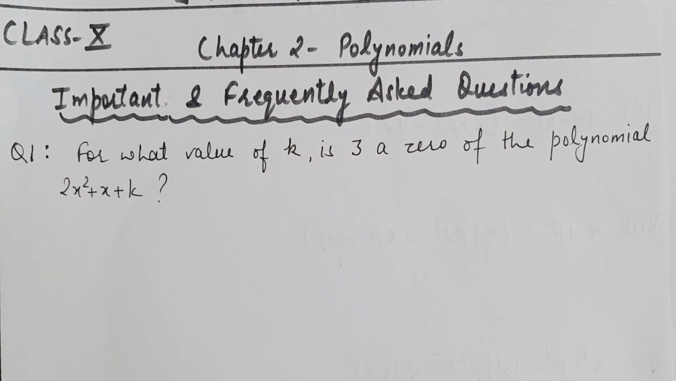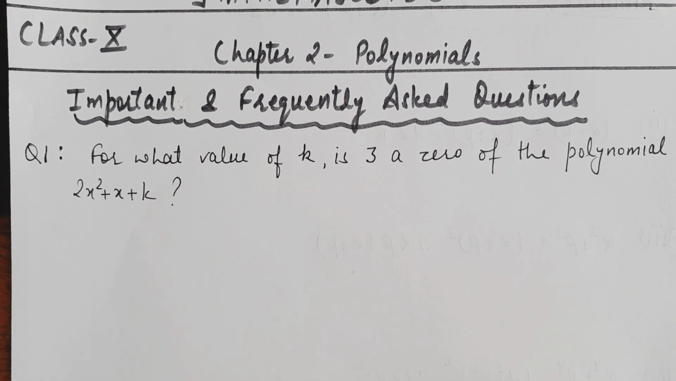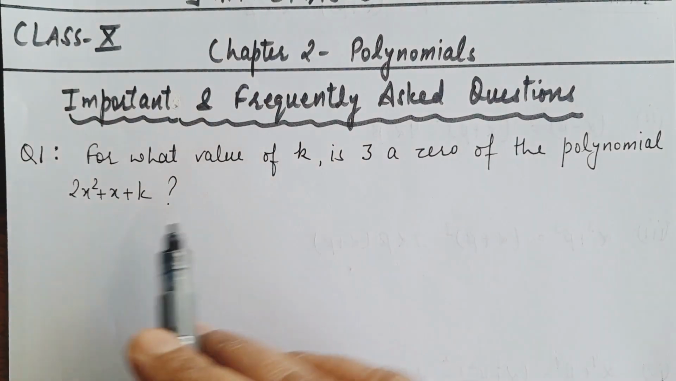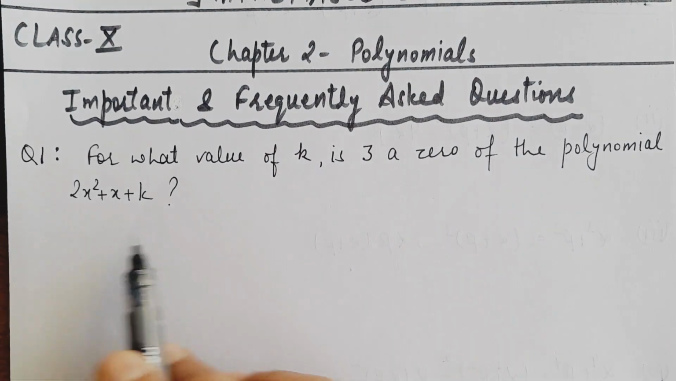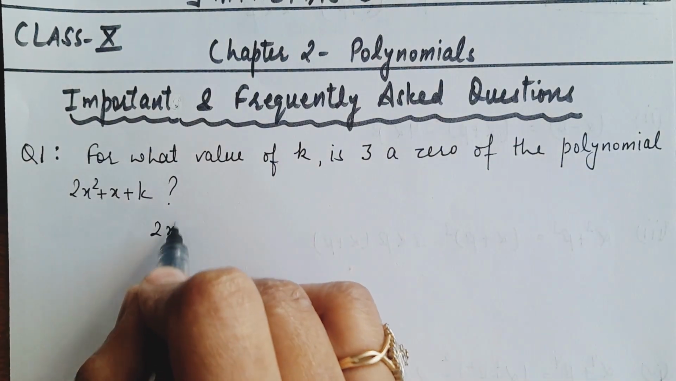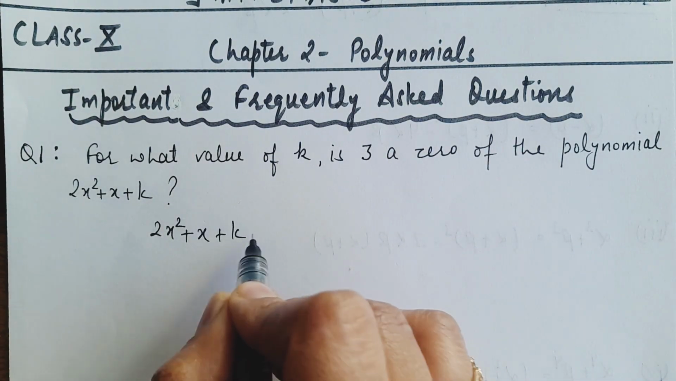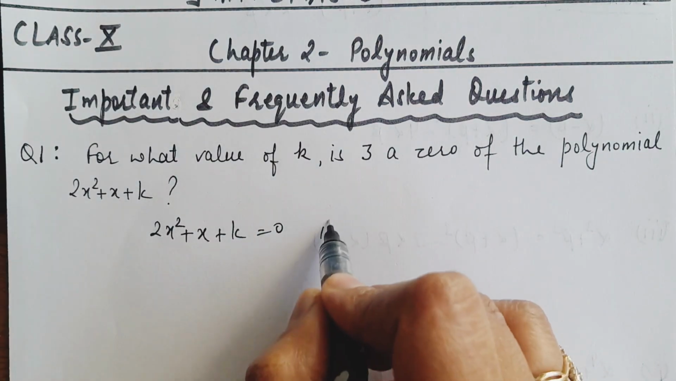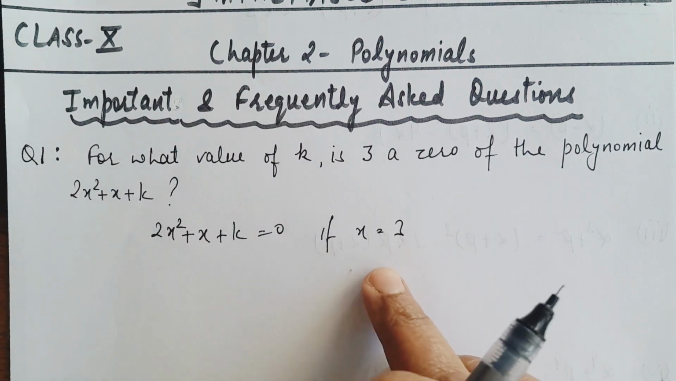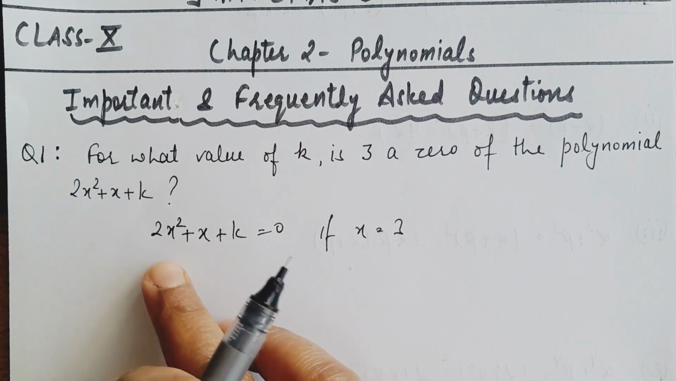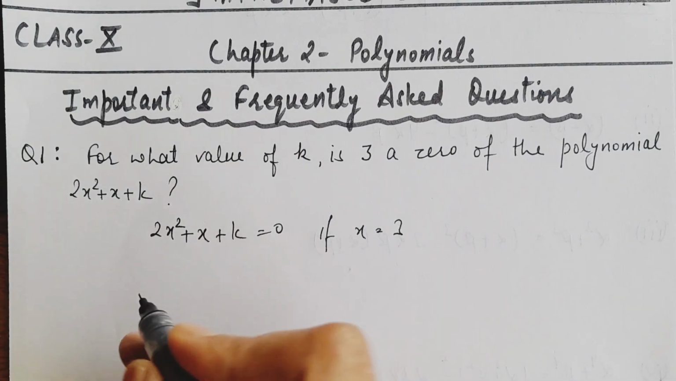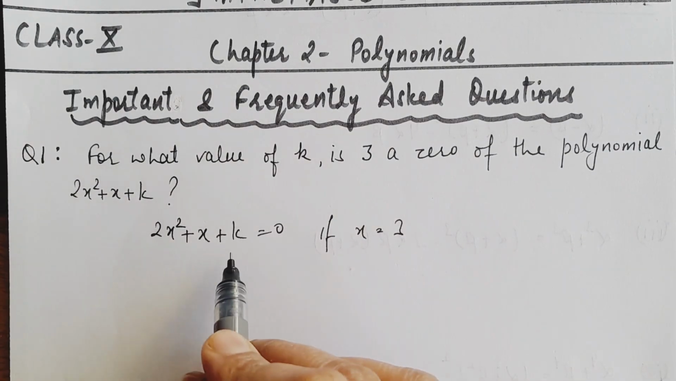We know that zero of the polynomial is the value of the variable which satisfies the equation. That means अगर हम x की वैल्यू 3 इसमें पुट करें तो it should be equal to 0. So let's take this polynomial will be equal to 0 if x is equal to 3. अगर 3 इसकी 0 है तो अगर हम 3 इसमें पुट करेंगे तो this should be equal to 0. So we can find the value of k from here.